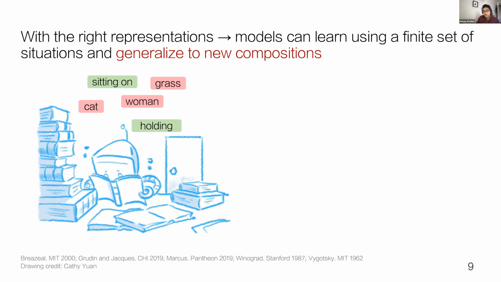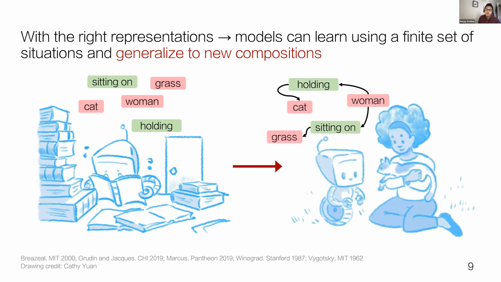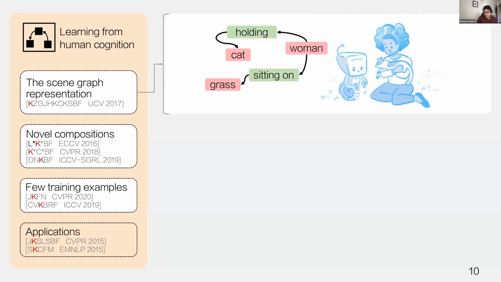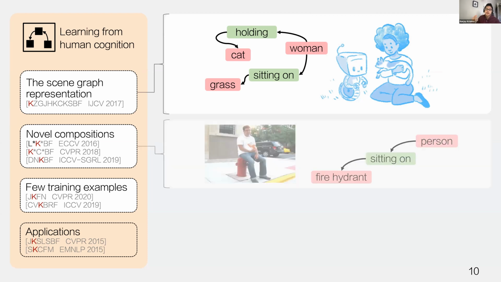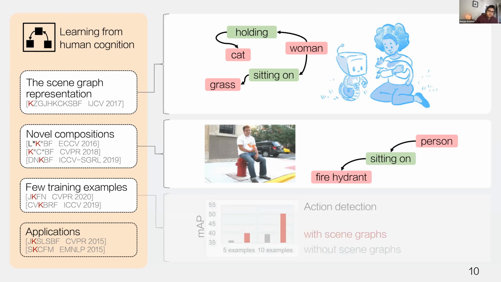And then I'll show you that with the right representation, my research makes it possible for models to learn from a finite set of situations that are outlined in their training data and allows these models to generalize and recognize completely new situations as a composition of these previously seen concepts. So today, I will first introduce scene graphs, which are a dense, compositional, general purpose visual intelligence representation. And then using scene graphs, I'll design models that are better at recognizing novel compositions. And then finally, we'll use these scene graphs to enable a whole host of downstream computer vision tasks with as few as 5 training examples. Okay, so let's get started.